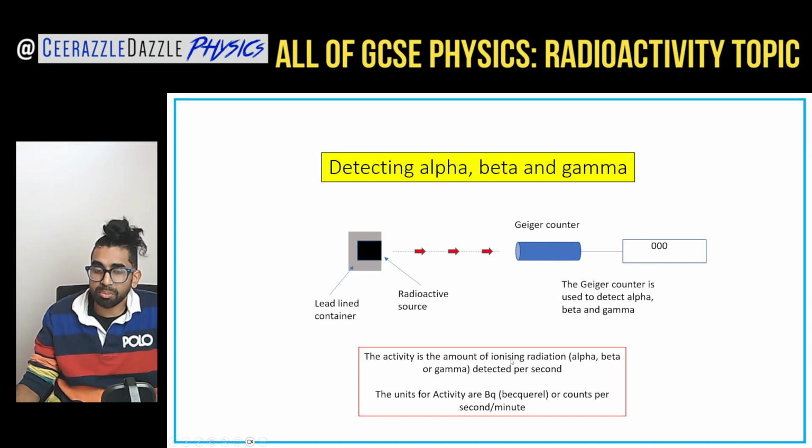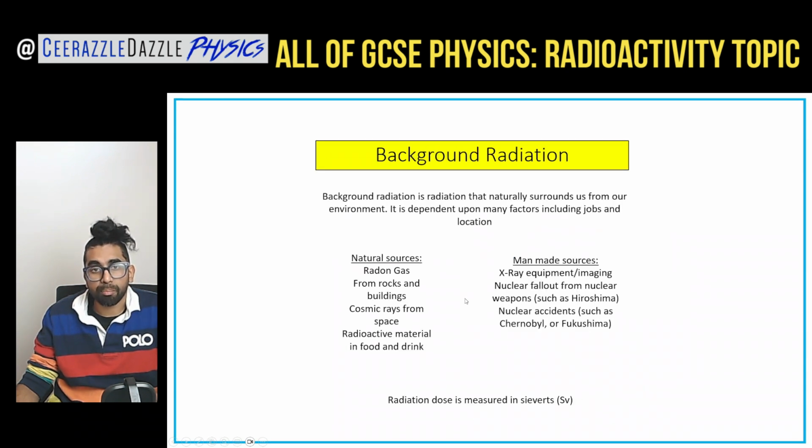The activity is basically the amount of radioactive particles detected per second. There we go, the amount of ionizing radiation detected per second. The units of activity are called the becquerel, capital B, lowercase q, the becquerel over there, or counts per second or counts per minute.